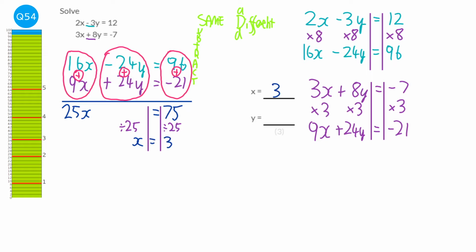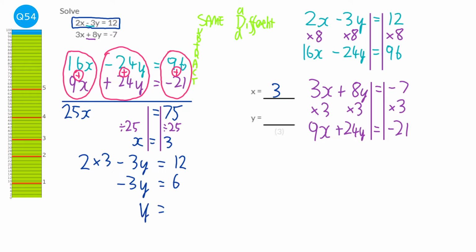Now we know what x is, but we've got to find out what y is. So what we're going to do is substitute the value of x into the first equation. So we've got 2 times 3 minus 3y equals 12. Well, 2 times 3 is 6, so we're going to take away 6 both sides. And we've got a minus 3 as the coefficient there, so we're going to divide both sides by minus 3. So we've got y equals minus 2.